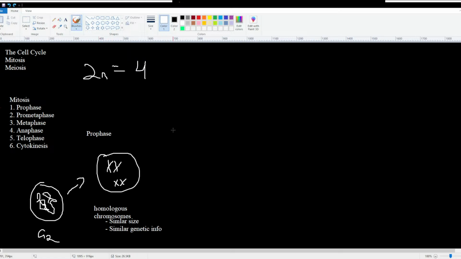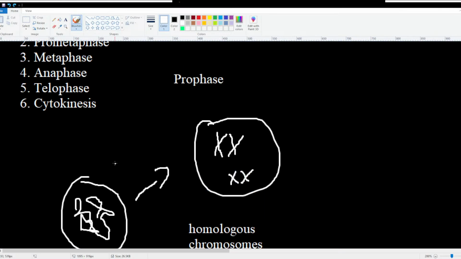But it's also important to note that each one of these chromosomes, each one of these X's, is still one chromosome. Now, if we zoom in a little further, you'll see that this is where our X's come into play, because we have 2 sister chromatids per 1 chromosome.